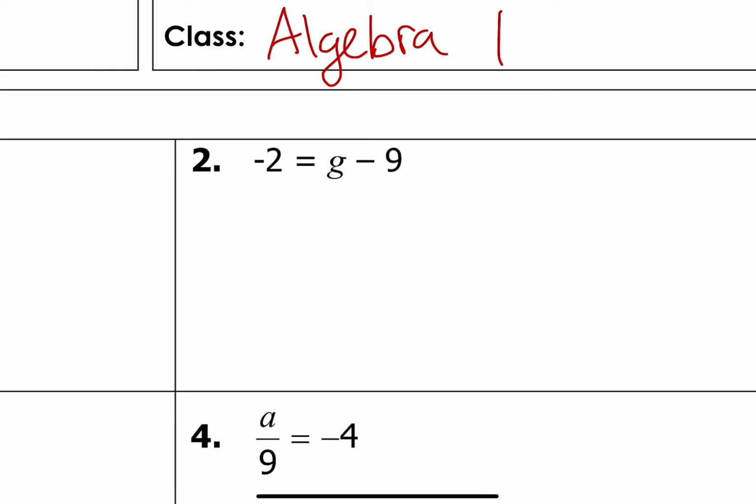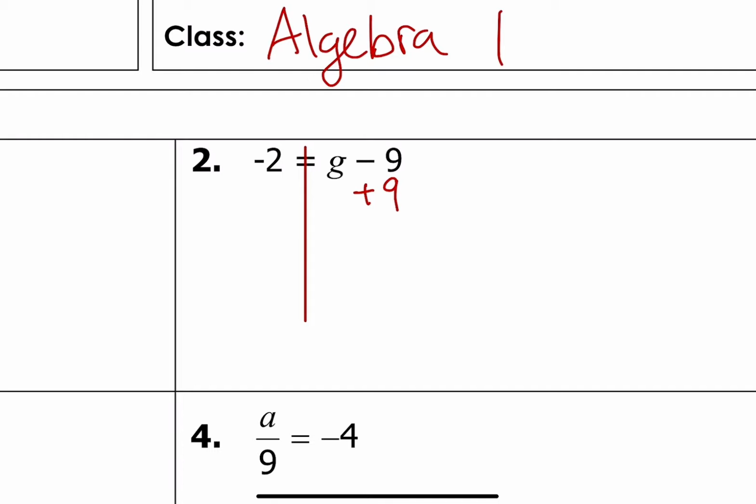All right, we have negative 2 equals g minus 9. Okay, I'm going to draw that line again to show the two different sides. I want to get rid of all the numbers on the same side as my variable g. So that means this negative 9 or minus 9 needs to go. So to do that, we're going to do our opposite operation. Since this is being subtracted, I'm going to add. So I'm going to add that same number, 9.